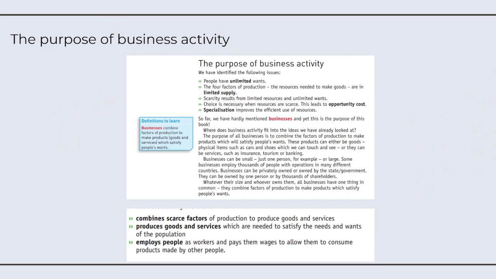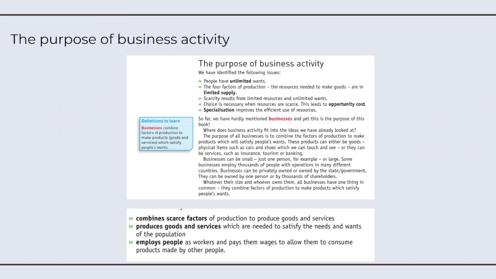Let's talk about the purpose of business activity. So we have identified the following issues. People have unlimited wants. The 4 factors of production: resources needed to make goods are in limited supply. Scarcity results from limited resources and unlimited wants. Choice is necessary when resources are scarce. This leads to opportunity costs. Specialization improves the efficient use of resources.